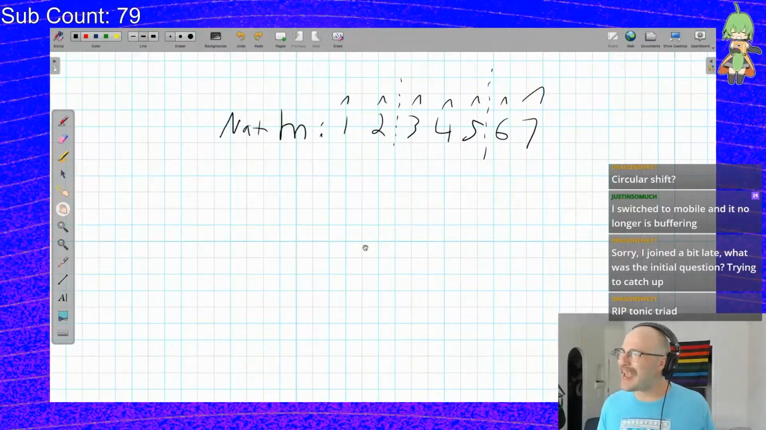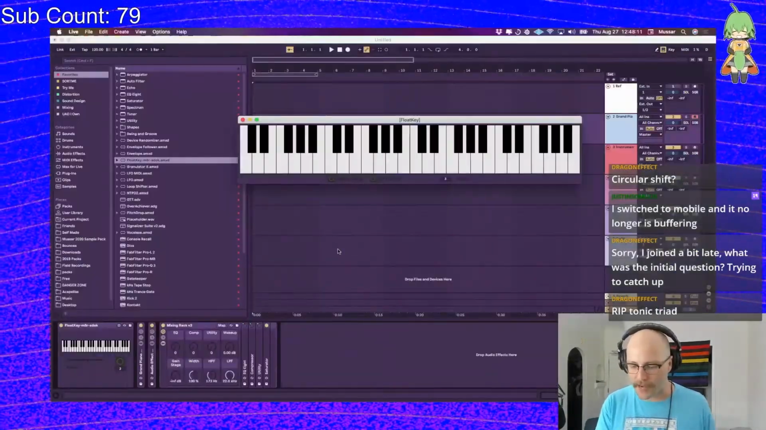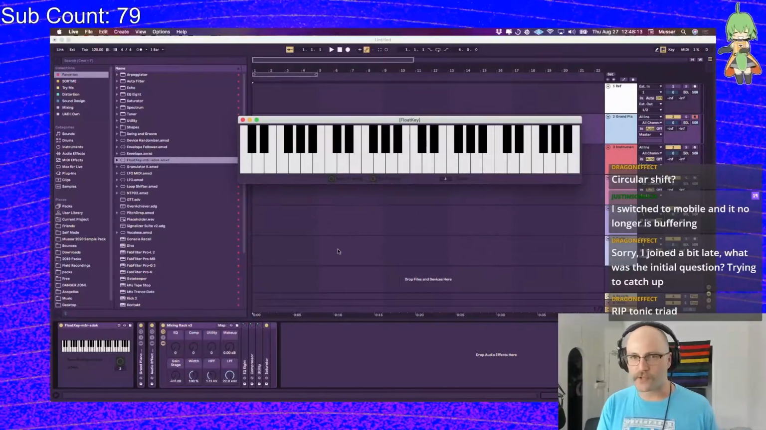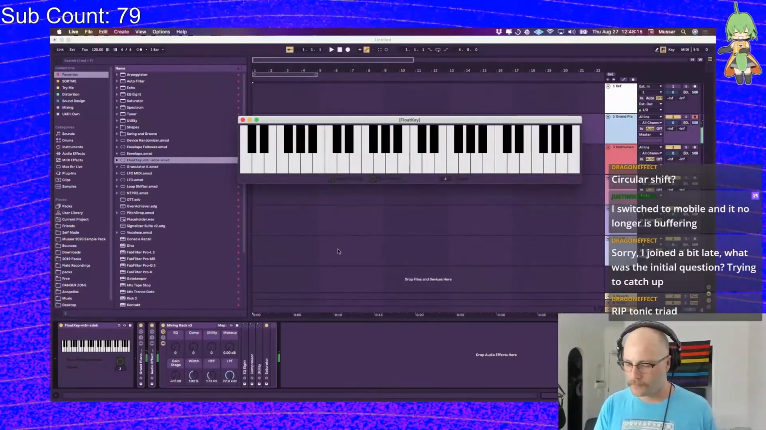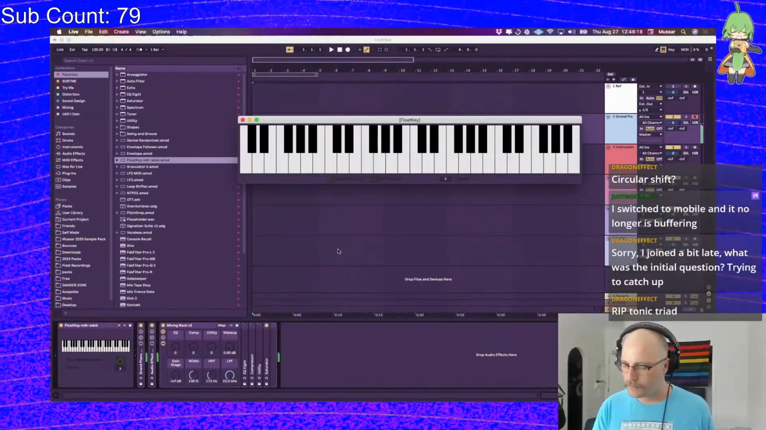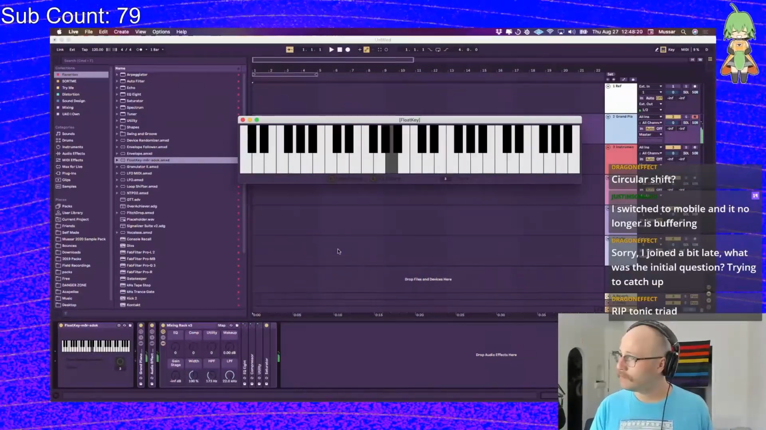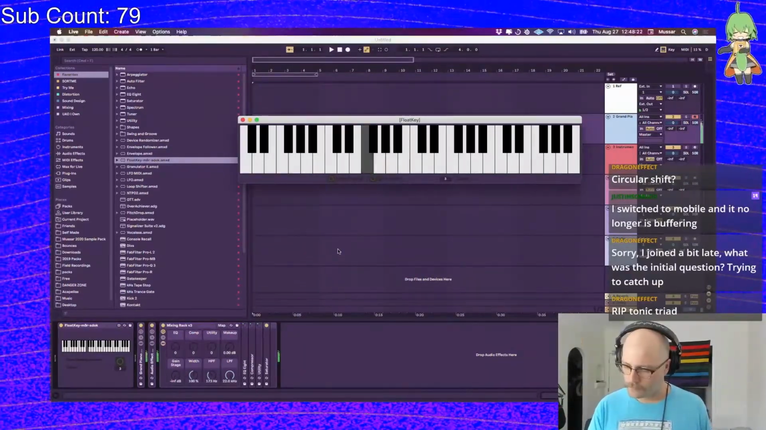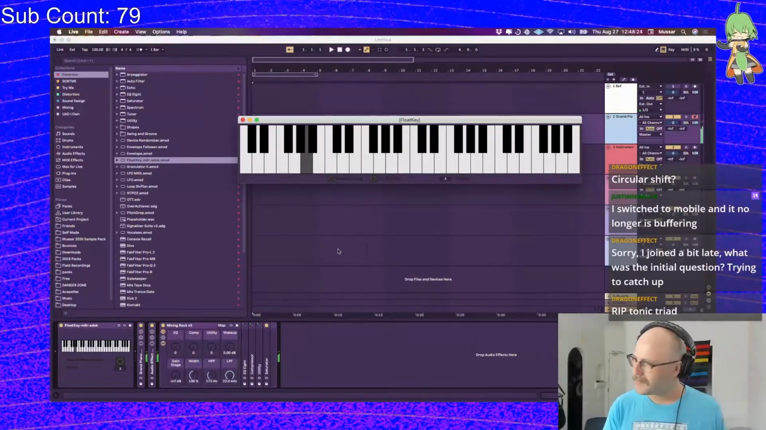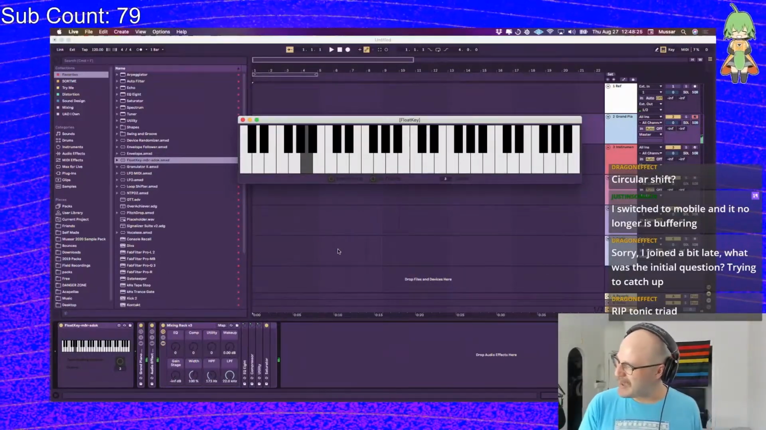What happens if we try to justify that major five chord? What kind of scale do we end up with? Well, let's look at it. We have this sequence of notes. Sounds kind of spicy.